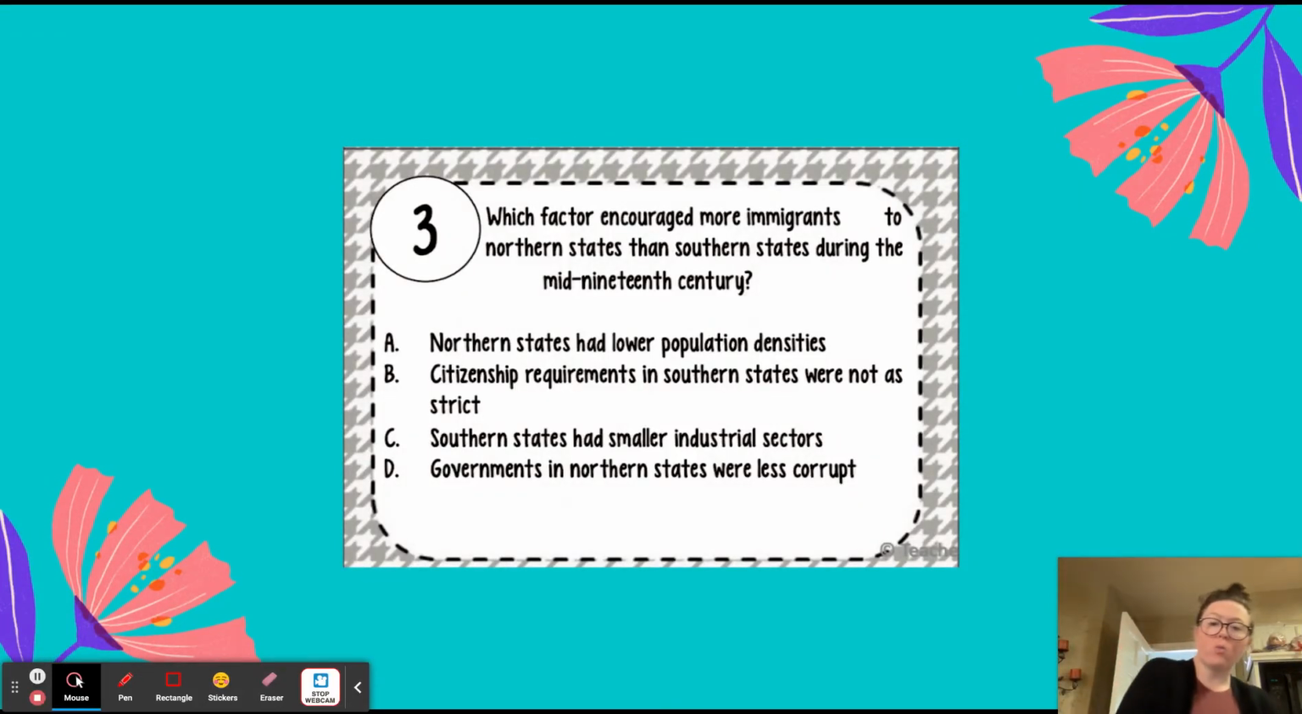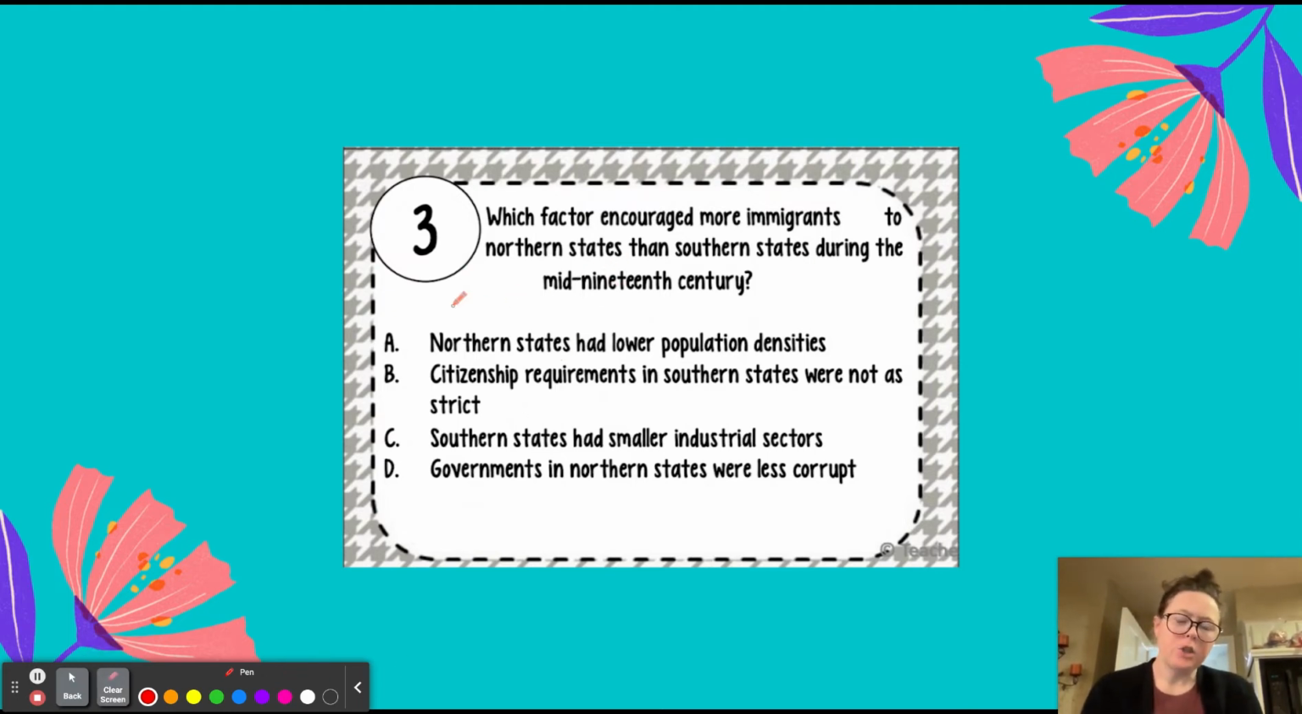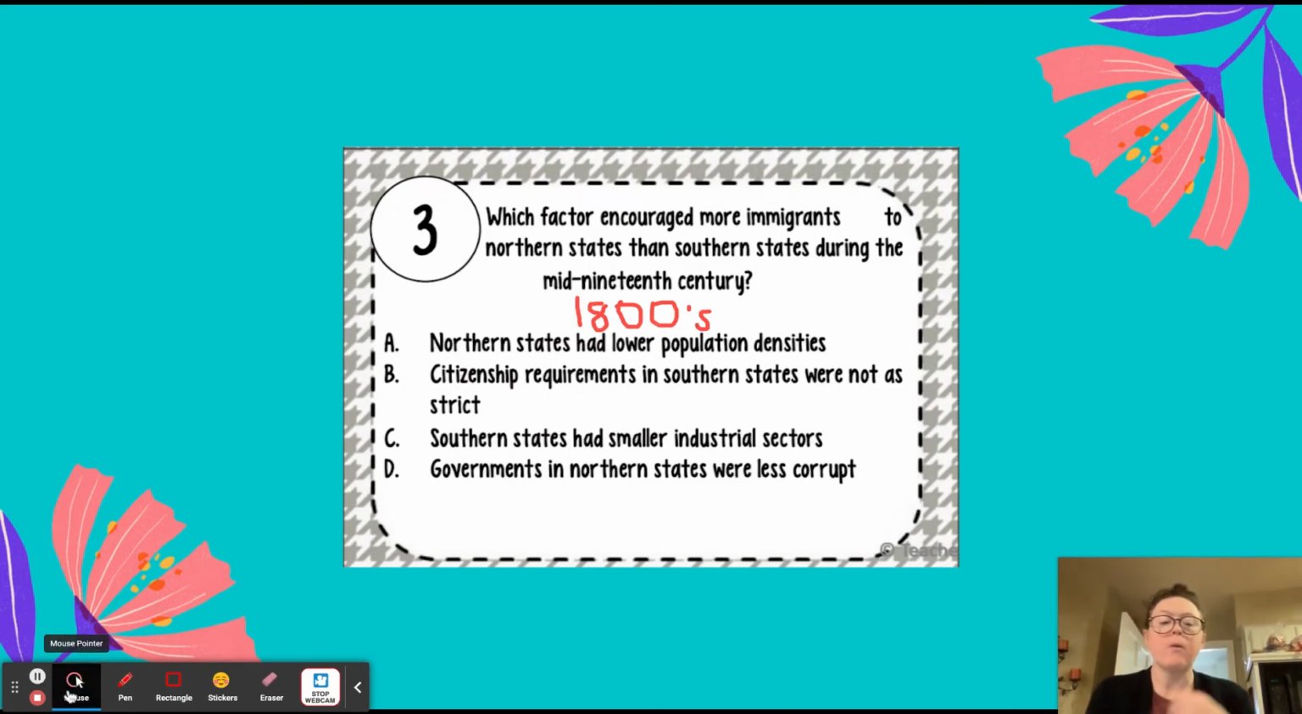The question for 3 is which factor encouraged more immigrants to northern states than southern states during the mid 19th century? When you're answering a question like this, the first thing I want you to do is when you see a century number, write beside it what century that is, like what years that is. So the 19th century is the 1800s. So the mid 19th century is going to be the middle of the 1800s. Doing that will just help you keep your mind straight, okay?